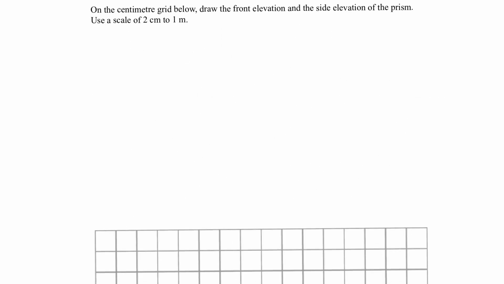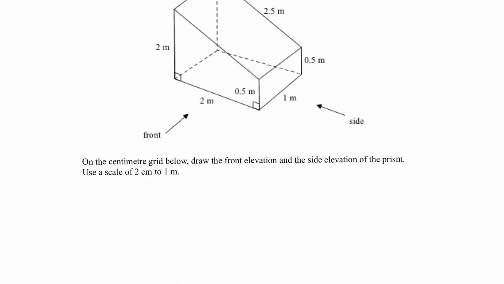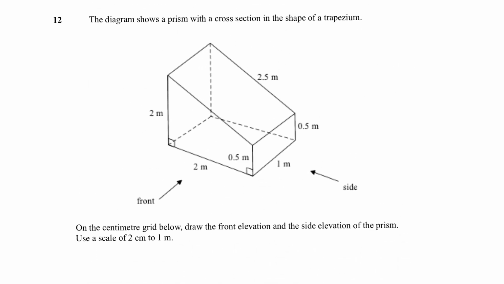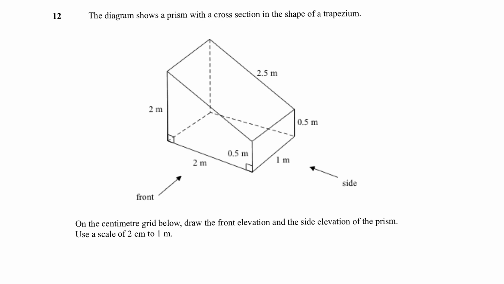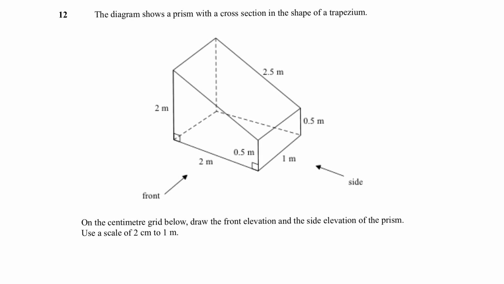Then moving on to question 12. Question 12 shows a prism with a cross section in the shape of a trapezium. And it says on the grid below, it wants us to draw the front elevation and the side elevation. So let's look at the front elevation. Front elevation is from this perspective, so it would just literally be focusing on this part.